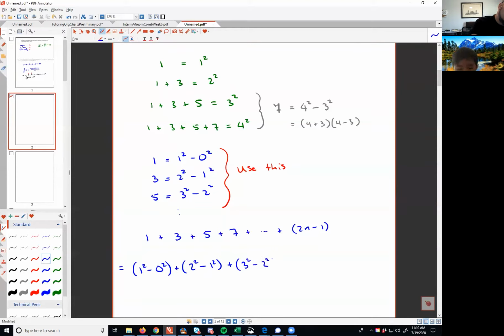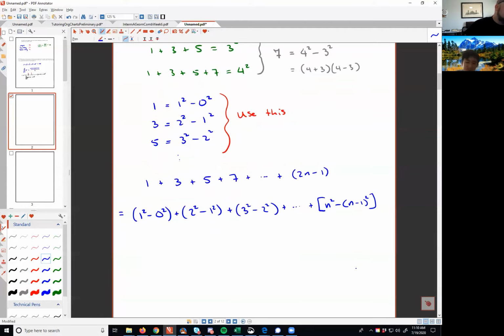Oh, they cancel out. What cancel out? Okay, so it's 1 squared minus 0 squared, 2 squared minus 1 squared, and the 1 squared cancels out. So it's just 2 squared plus 3 squared minus 2 squared, which cancels out the 2 squares and just leaves it with the 3 squared, and on and on. Dot, dot, dot. What do we call this?